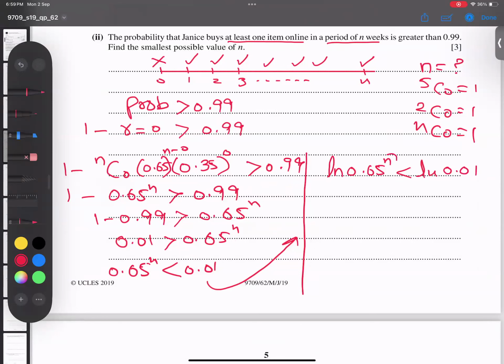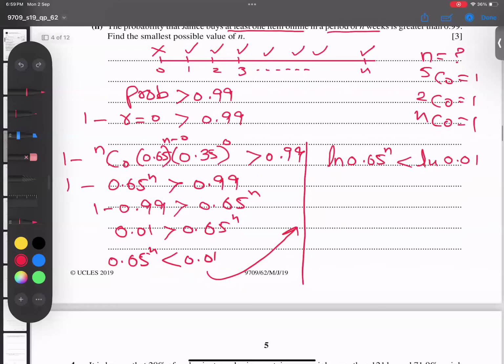Okay, how to bring this power down? Because of the rule of the logarithm: if I have, after logarithm, any value with a power, this power will come down. So b times the logarithm of a. So the same property I'm applying here. I bring n down: n times logarithm of 0.65 less than logarithm of 0.01.